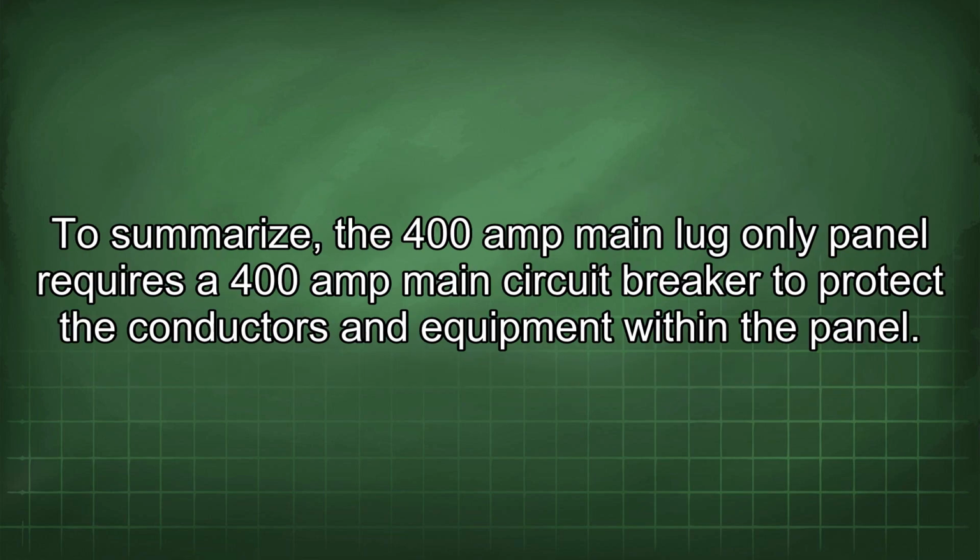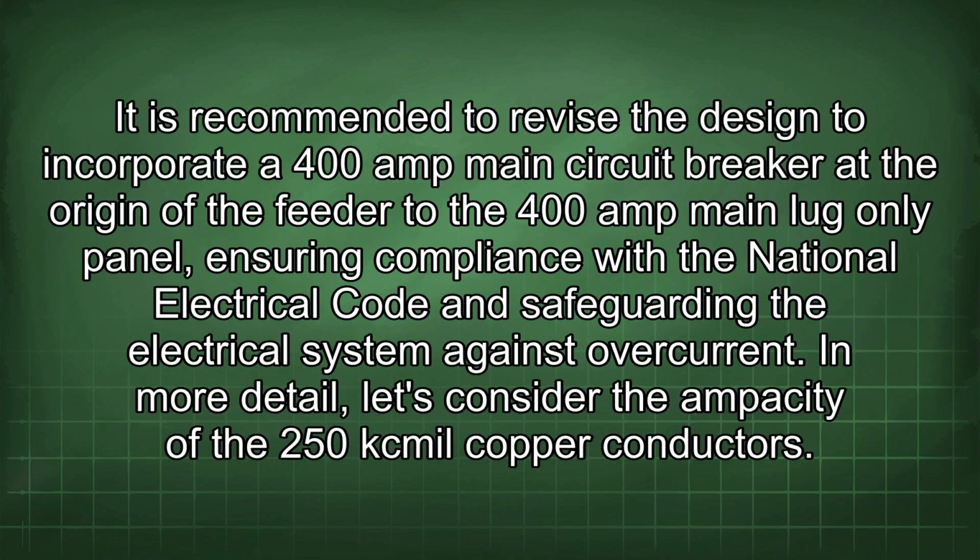To summarize, a 400 amp main lug only panel requires a 400 amp main circuit breaker to protect the conductors and equipment within the panel. It is recommended to revise the design to incorporate a 400 amp main circuit breaker at the origin of the feeder to the 400 amp main lug only panel, ensuring compliance with the National Electrical Code and safeguarding the electrical system against overcurrent. In more detail, let's consider the ampacity of the 250 kcmil copper conductors.